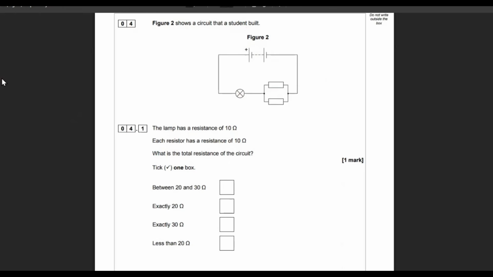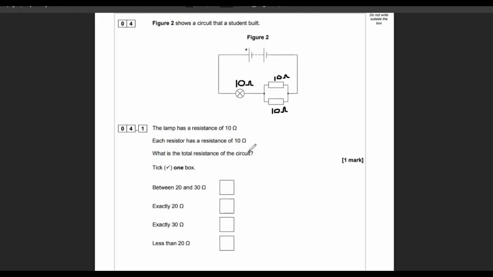Thank you for that. Let's graffiti on this as we go. It's the best way, and you should learn to do this technique in exams. So the lamp has a resistance of 10. Each resistor has 10. So let me write 10 on each of these. You see, we're actually graffitiing and annotating as we go.